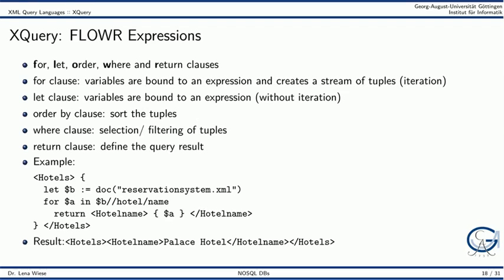In the example, we see that we can add a new root node called hotels to the output. With the let clause, we load the input document. With the for clause, we iterate over the hotel names. We return each hotel name inside a new element.